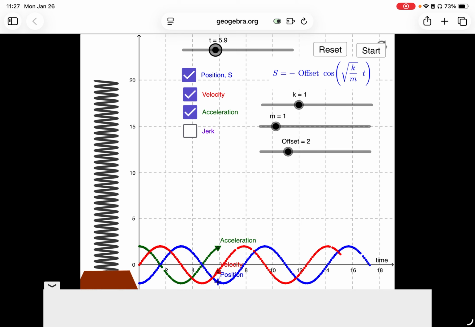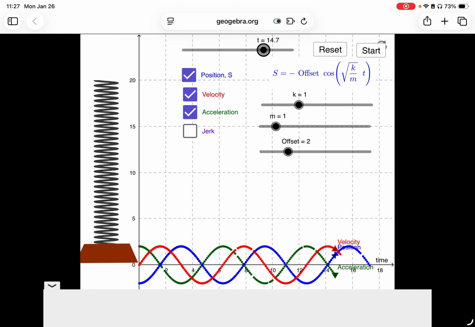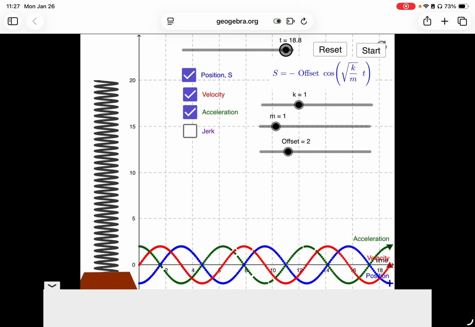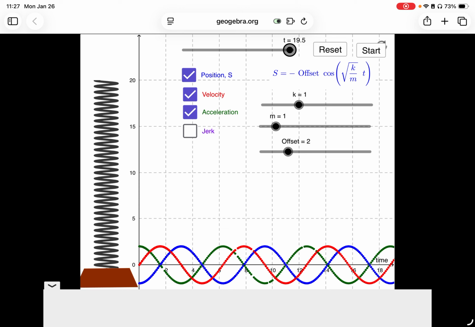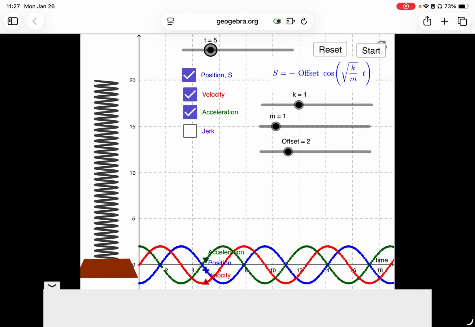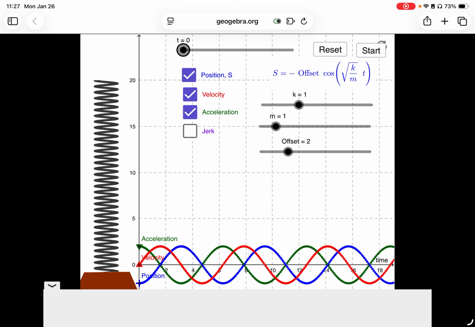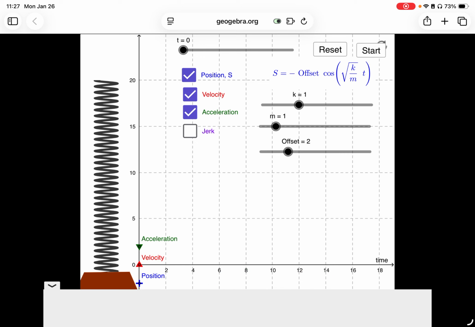So we end up with these three curves here, which are all oscillating with these different phases, but they're all related to each other because acceleration is the derivative of velocity and velocity is the derivative of position. But we can understand all of this in terms of the spring force and in terms of the acceleration that the spring force exerts. We can also play with the size of the various different constants here.